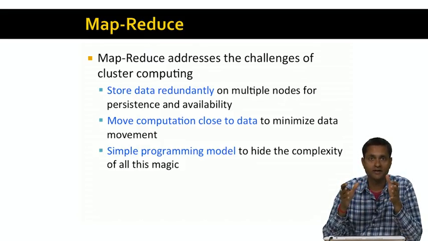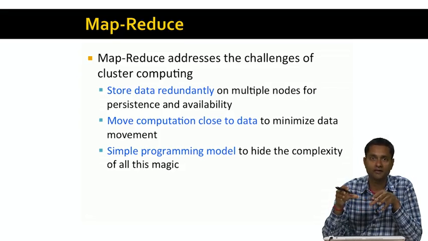So we looked at 3 problems that we face when we're dealing with cluster computing, and MapReduce addresses all 3 of these challenges. First of all, the first problem that we saw was one of persistence and availability if nodes can fail. The MapReduce model addresses this problem by storing data redundantly on multiple nodes. The same data is stored on multiple nodes so that even if you lose one of those nodes, the data is still available on another node. The second problem that we saw was one of network bottlenecks. And this happens when you move around data a lot. What the MapReduce model does is that it moves the computation close to the data and avoids copying data around the network. And this minimizes the network bottleneck problem.